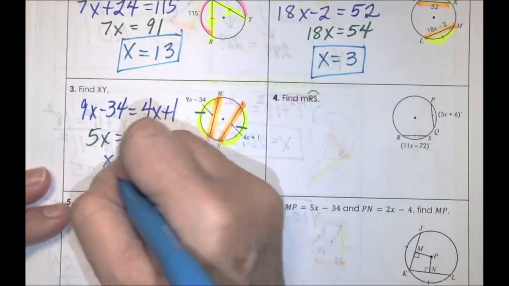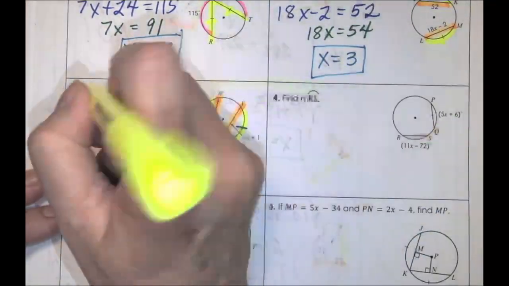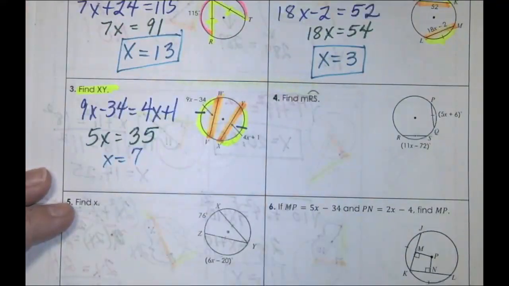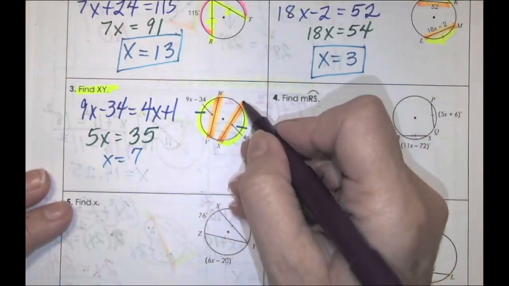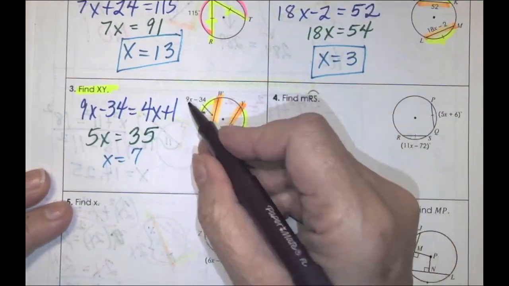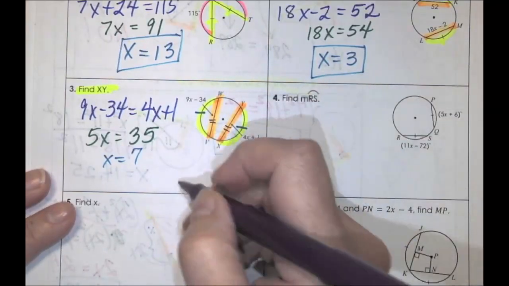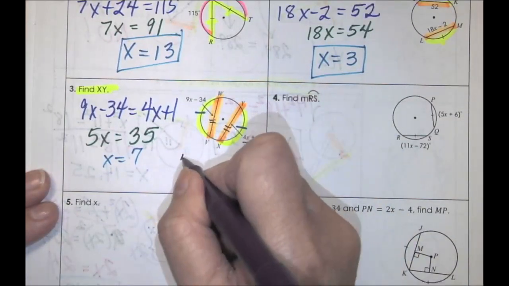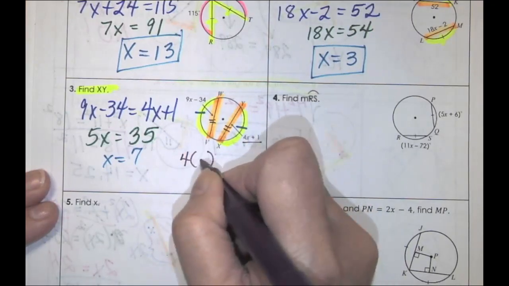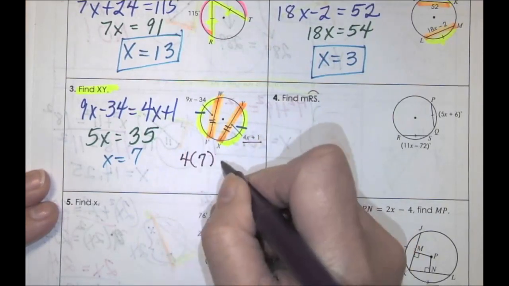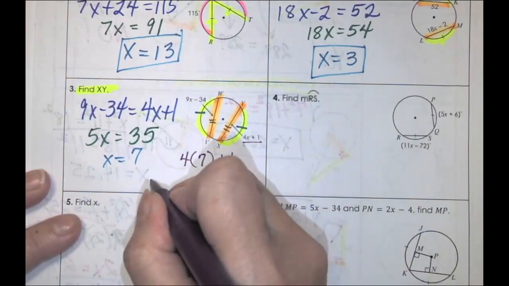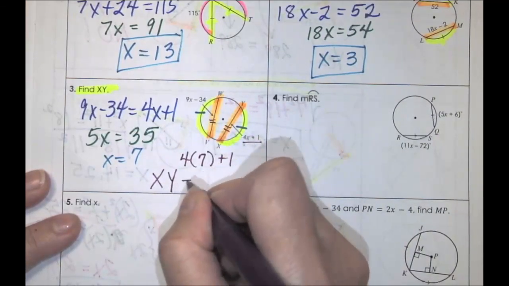But our question did not ask us for 7. It asked for the measure of XY. So we find our XY. Where's XY? Does it matter which of these we plug into? It does not, since they are congruent. But I'm going to choose the one with smaller numbers and positives. So instead of x, I'm going to put 7. And the measure of XY is 29.